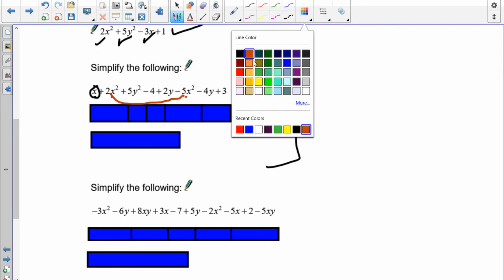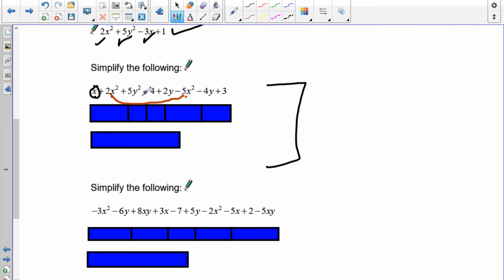Now, looking for the next one. What about the 5y squared? Are there any other y squareds here? No. So that's the only one of those. It doesn't go anywhere. All right, so that one's going to be by itself. Okay, constants are next. So I've got a negative 4, and I'm looking for constants, and there's a 3. So these two here, they will go together. Now looking at the y's, I've got a 2y, and I've got a 4y. So this one and that one are going to go together.